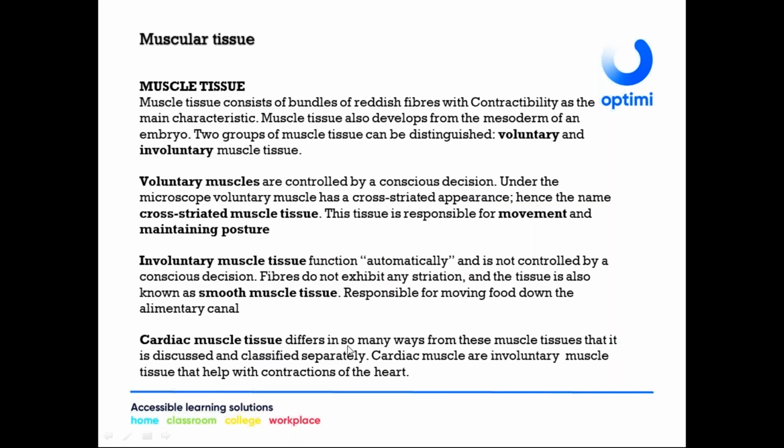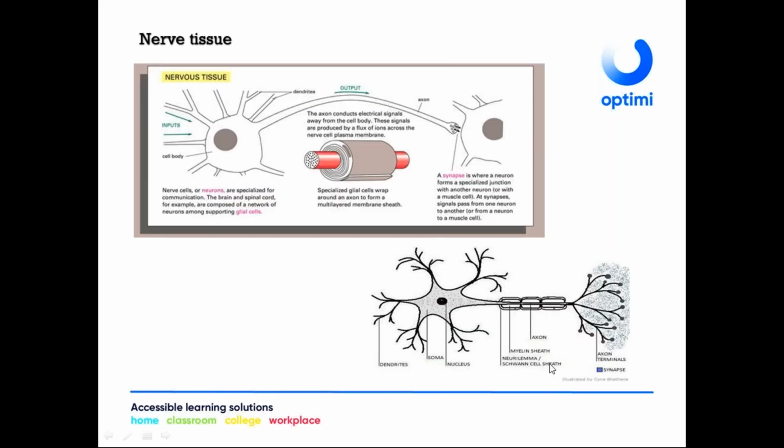Cardiac muscle tissue. These are involuntary muscle tissue that help with contractions of the heart. Hence you only find cardiac muscle in the heart. Their main, and only, function is to help with contractions of the heart. Okay, lastly, we've got the nerve tissue.